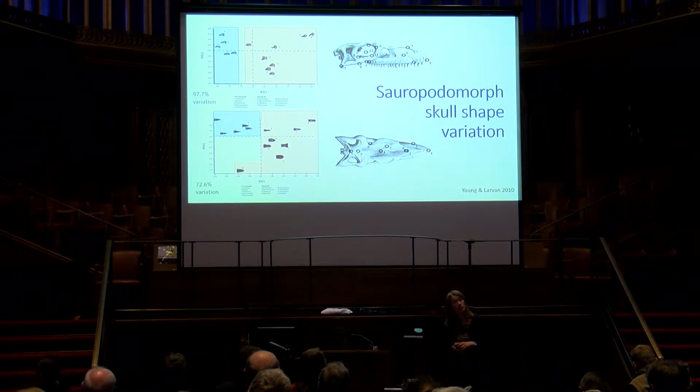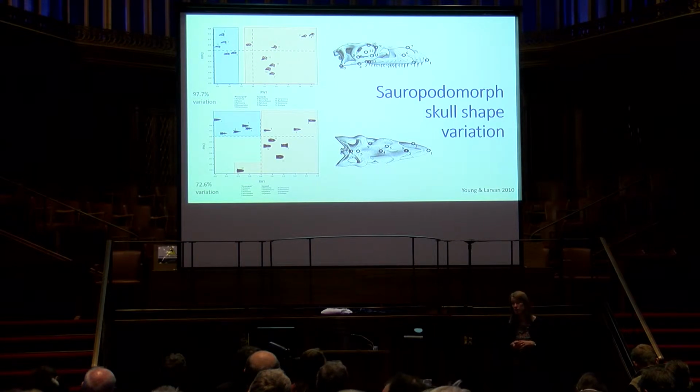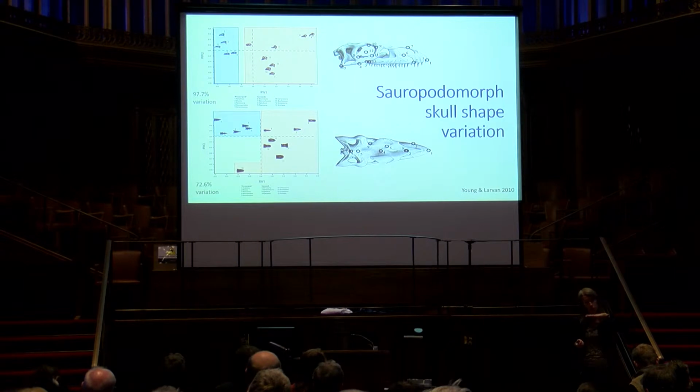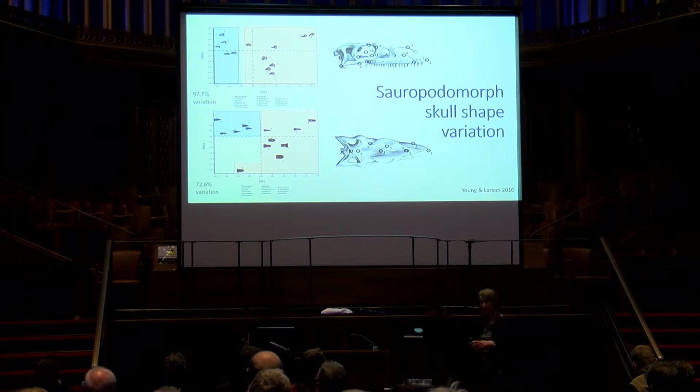Some other studies have also looked at other groups of dinosaurs. This was a study by Young and Larvan in 2010, and they looked at the variation in skull shape in sauropodomorph dinosaurs, again in 2D lateral view, and then also in a two-dimensional dorsal view as well. I've color-coded these plots so you can see a paraphyletic assemblage of prosauropods in blue, and then the sauropods in orange.